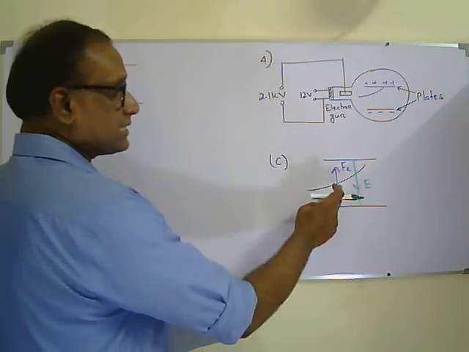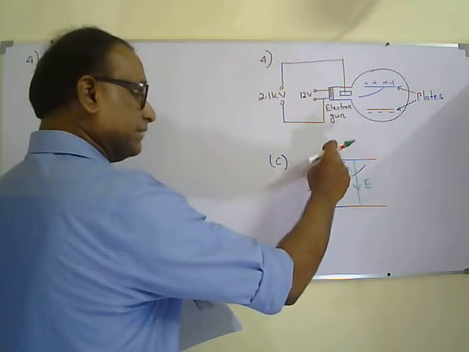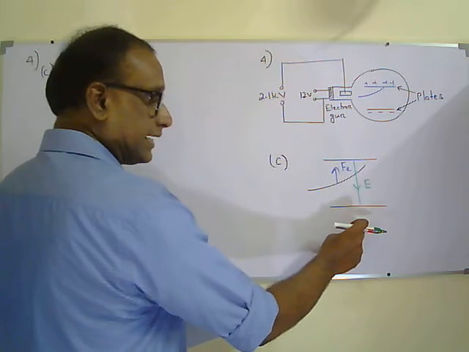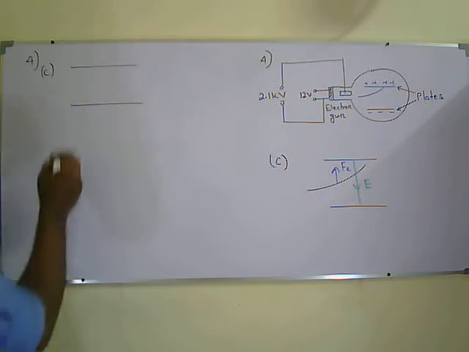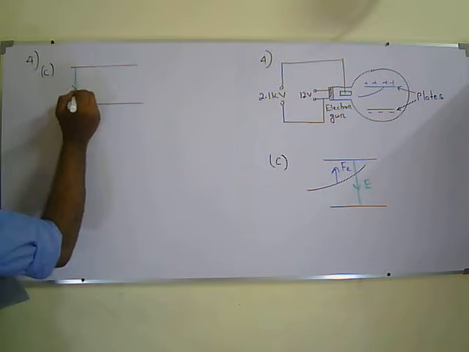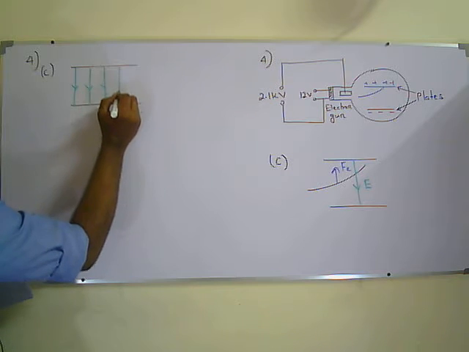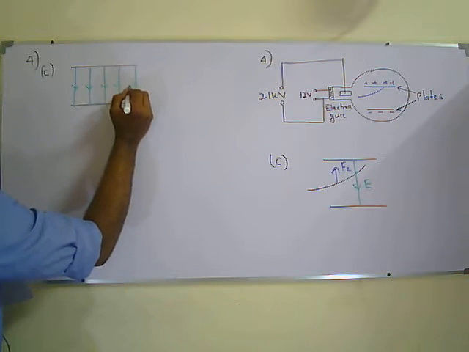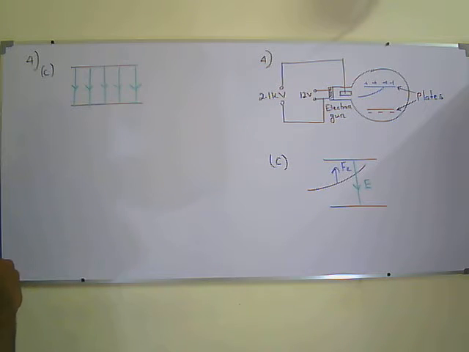Or I can say, since the electron is a negatively charged particle, it is attracted towards the positive plate. So this is positive, this is negative. And we know the electric field lines are always from the positive to the negative plate. So we should draw the field lines with equal spacing, parallel lines, because it's a uniform electric field. Okay, that's the answer for part C.